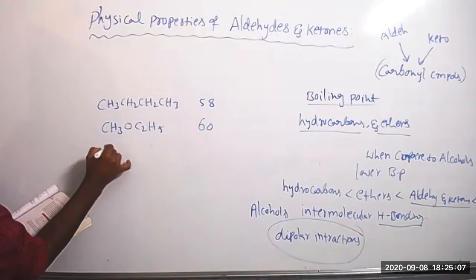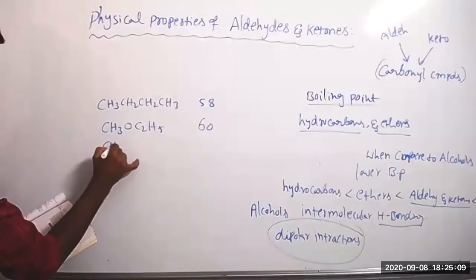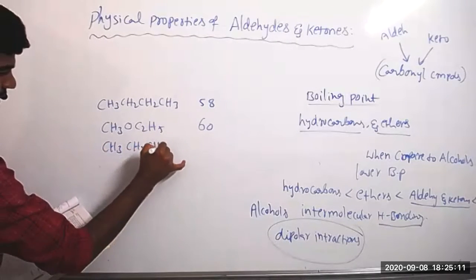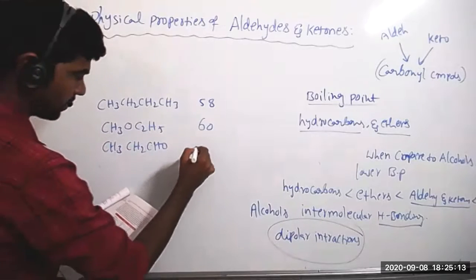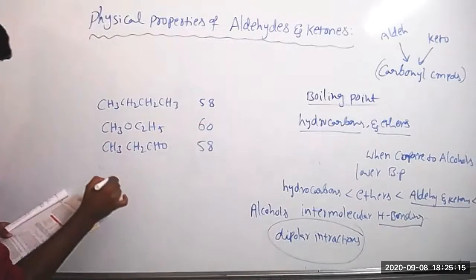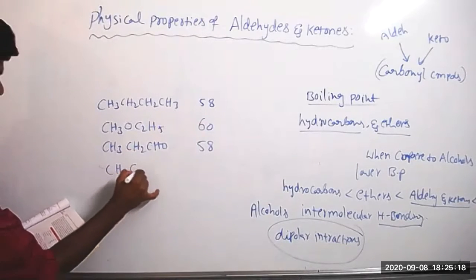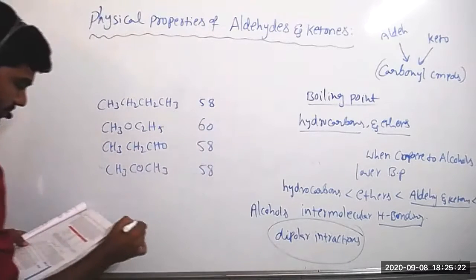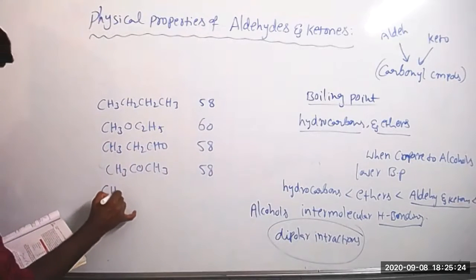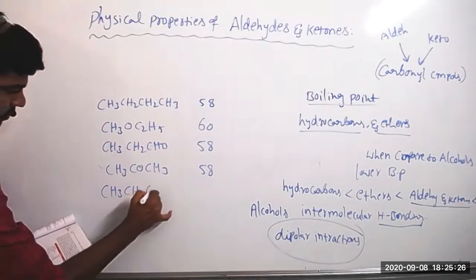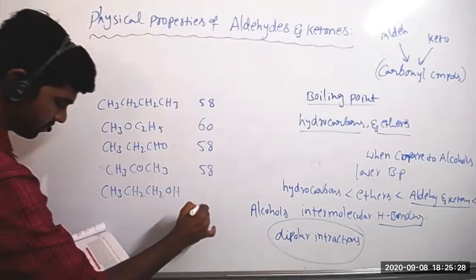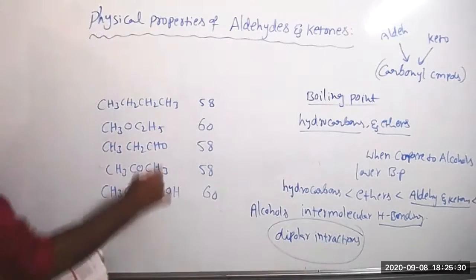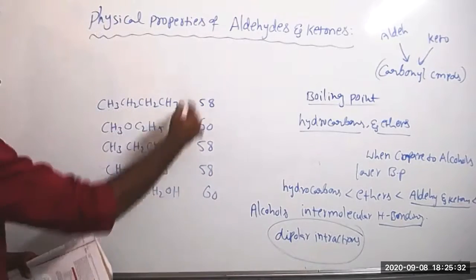Next, propanal, CH3CH2CHO. This molecular mass is 58. Acetone, CH3COCH3. This mass is also 58. Propan-1-ol, CH3CH2CH2OH. This mass is 60. So all these compounds have comparable molecular masses.